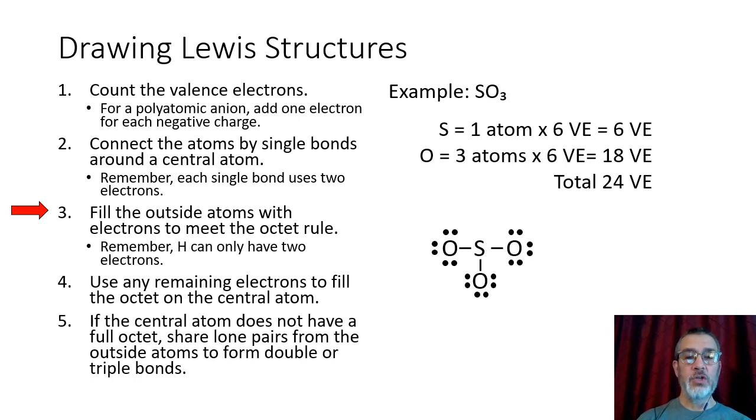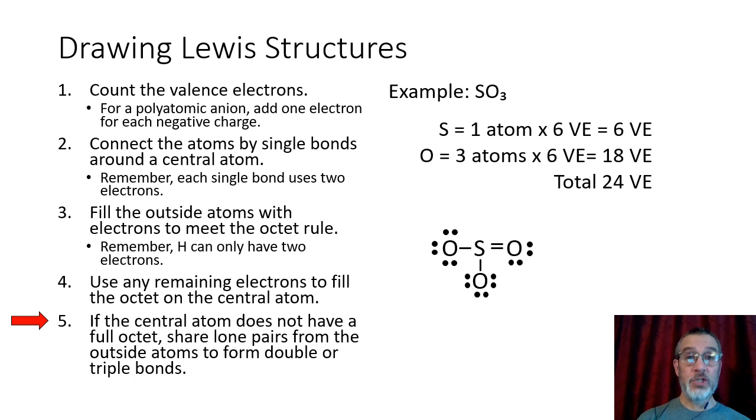If you look at each of the oxygens, first of all, I don't have any remaining electrons to fill the octet on the central atom. Each of the oxygens is happy with a full octet, but the sulfur in the middle does not have a full octet. That means I have to grab one of the lone pairs from one of the oxygens on the outside and bring it in to form a double bond. If I grab that pair of electrons and bring it in towards the sulfur, then I turn that pair of electrons into a line. So now I have a sulfur single bonded to the oxygen on the left, single bonded to the oxygen on the bottom, and double bonded to the oxygen on the right.